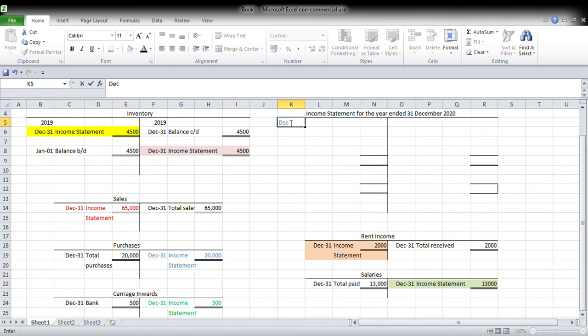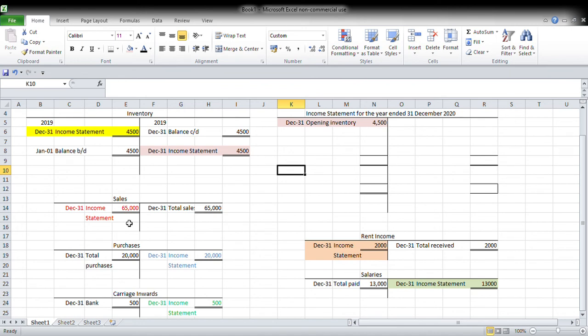December 31st, opening inventory 4005. Just let me tidy up and you can see. Now this is the double entry to transfer the opening inventory for next year. So when you're doing your income statement for 2020, you have to first start off by transferring the opening inventory. After you transfer, there is no more balance inside the inventory account.